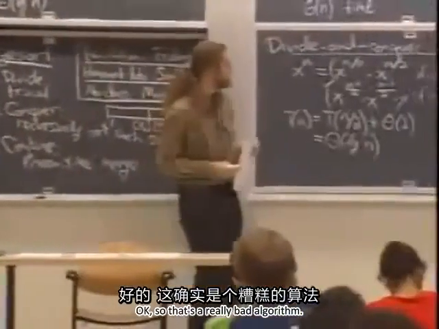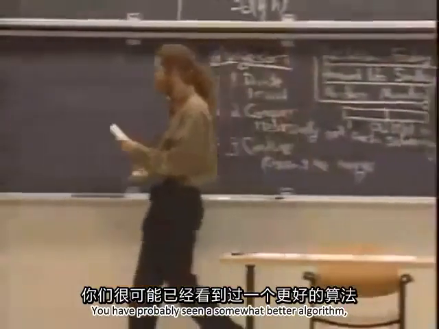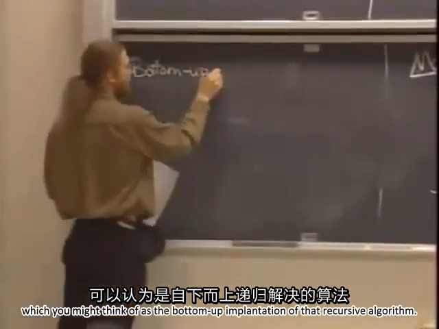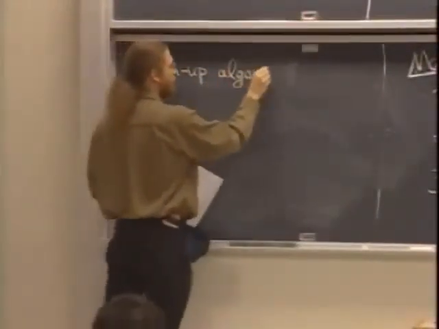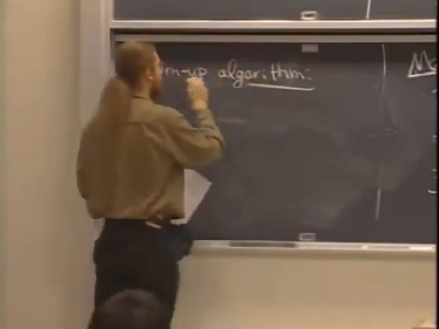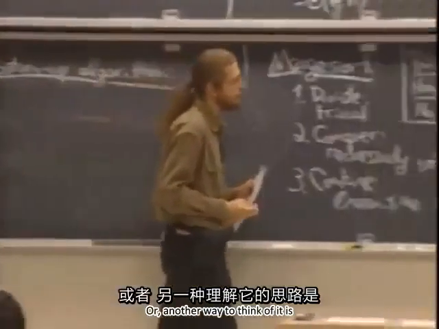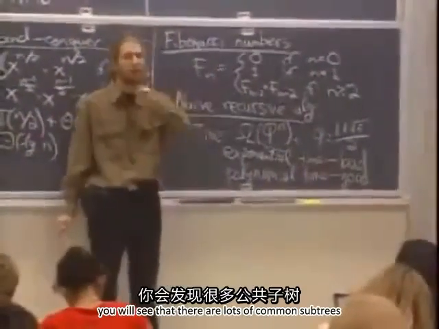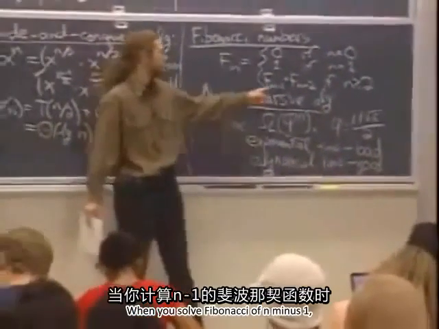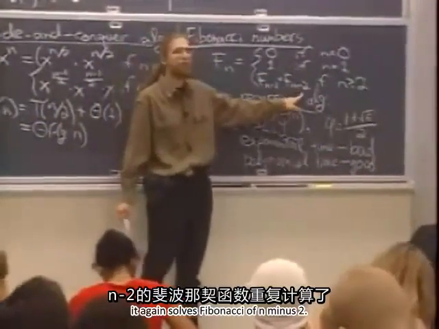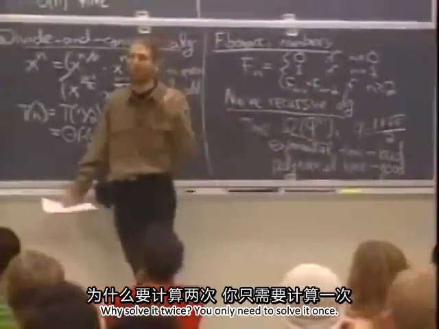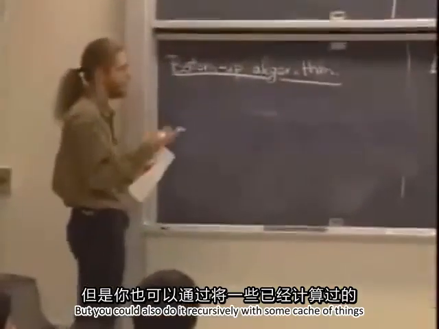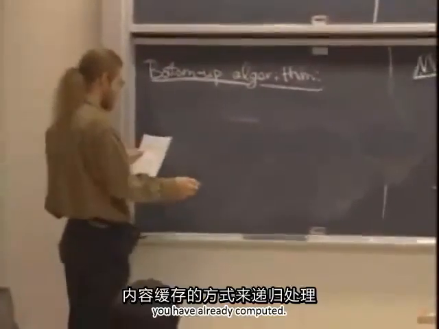Okay, so that's a really bad algorithm. You've probably seen a somewhat better algorithm, which you might think of as the bottom-up implementation of that recursive algorithm. Or another way to think of it is if you build out the recursion tree for Fibonacci of n, you see that there's lots of common subtrees that you're just wasting time on. When you solve Fibonacci of n minus 1, it again solves Fibonacci of n minus 2. Why solve it twice? You only need to solve it once. So it's really easy to do that if you do it bottom up, but you could also do it recursively with some cache of things you've already computed.